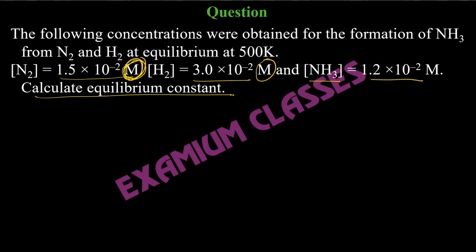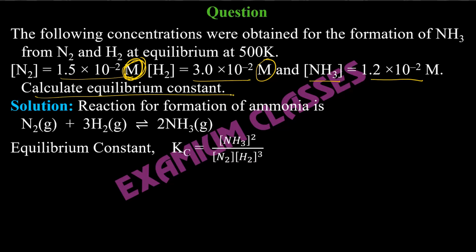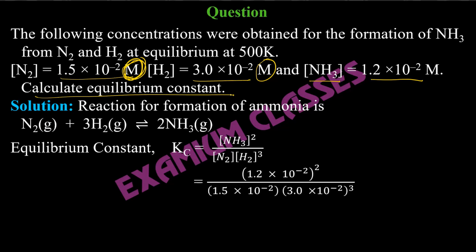So apply the formula for the equilibrium constant. The reaction for formation of ammonia is N2 + 3H2 gives 2NH3. You know the equilibrium constant expression we have been using again and again, so by now you are very clear this will be the equilibrium constant. Substitute the values. That's it.